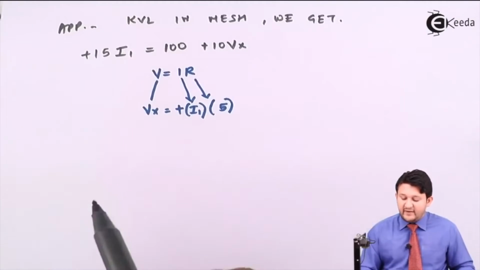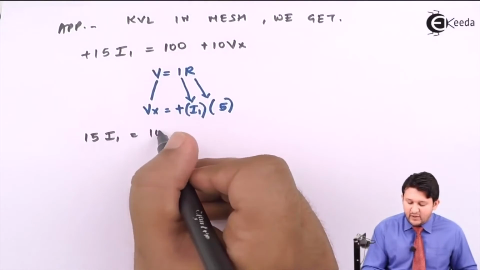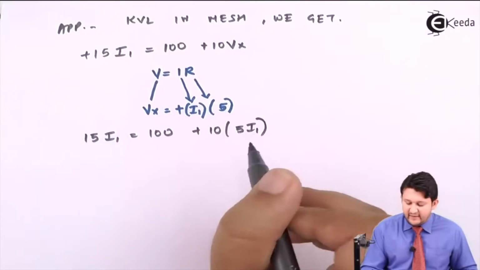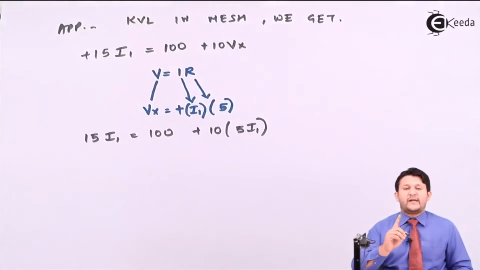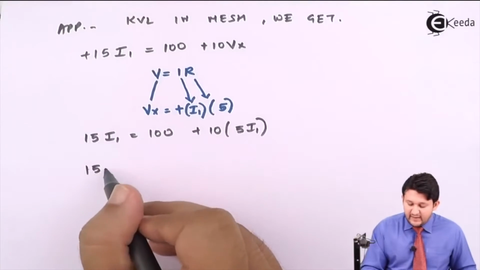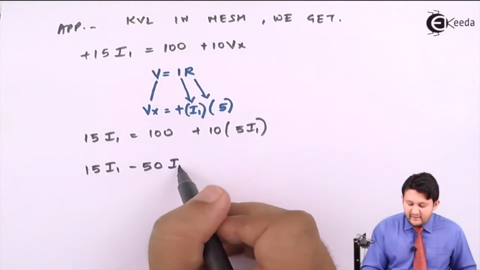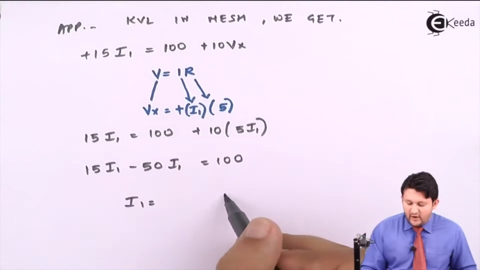That will be 5I1. Put the value for Vx, you will be getting 15I1 equal to 100 plus 10 into 5I1. Simplify: all the variables should be on LHS. On RHS, there should be only numbers. So make it clear always in every sum. So this will be 15I1 minus 50I1 equal to 100. So here you'll be getting the value for I1.